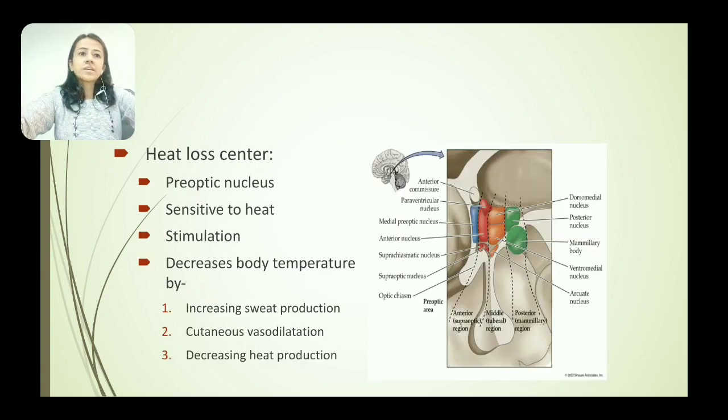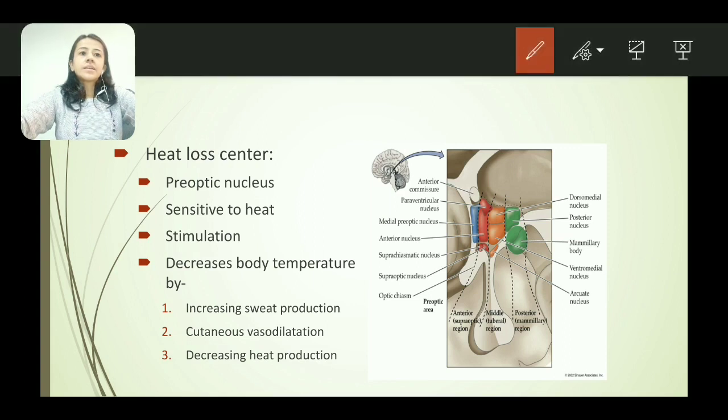You can see here the anterior group of nuclei, one of the nuclei is the preoptic nucleus, which has the heat loss center. These centers are sensitive to heat, and when they are stimulated, they decrease the body temperature by the following mechanisms. They increase the sweat production, they cause cutaneous vasodilatation and loss of heat, and they decrease the heat production.